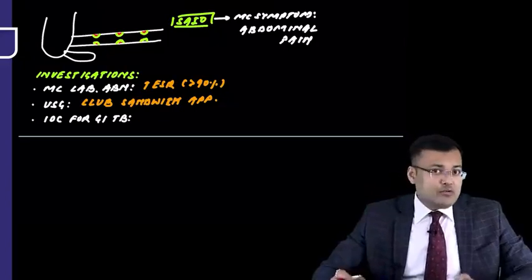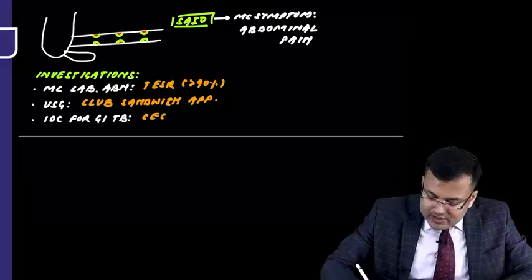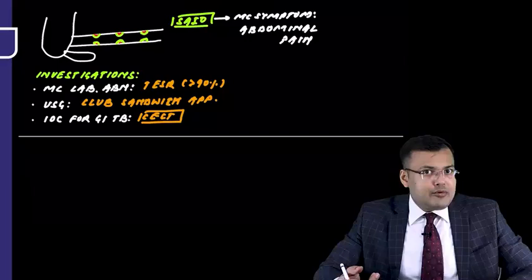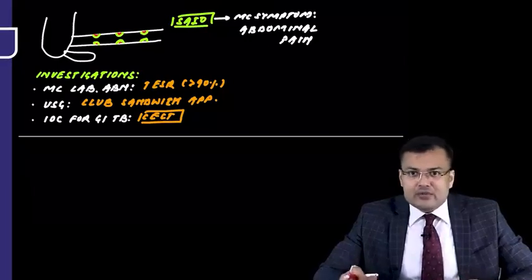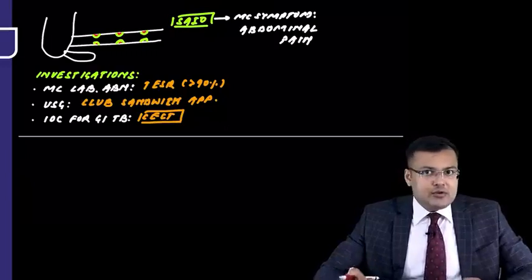Investigation of choice for diagnosis of GI tuberculosis is CT, because you can assess the luminal abnormality as well as the extraluminal abnormality, meaning mesenteric lymph nodes, ascites, any kind of extraluminal problem. So that's why it is the investigation of choice for diagnosis of GI tuberculosis.